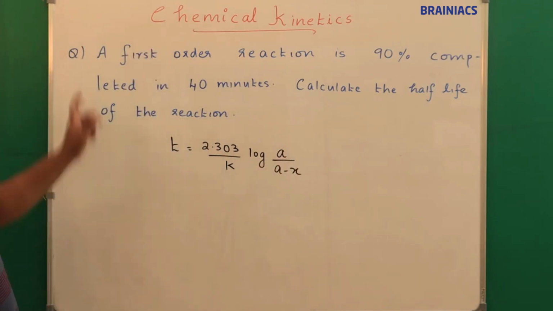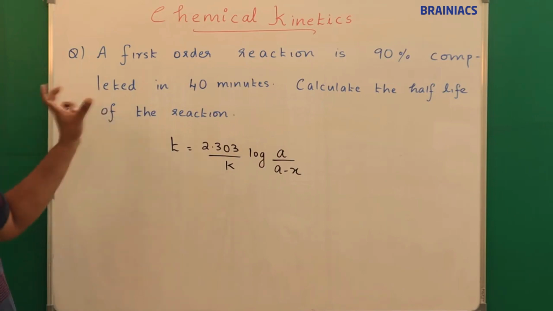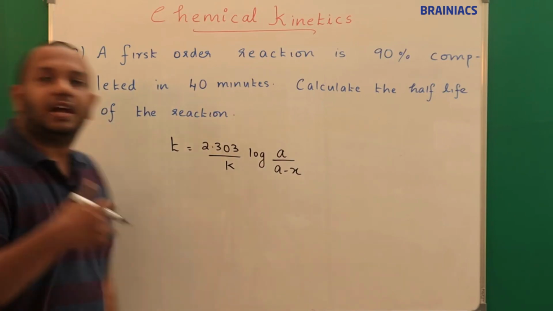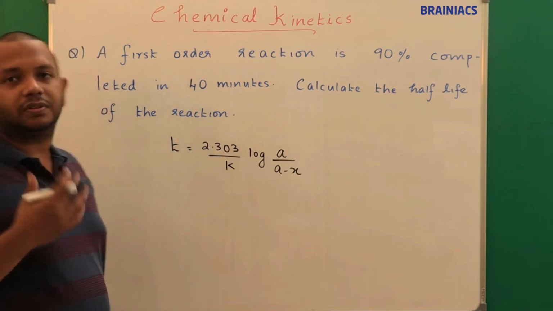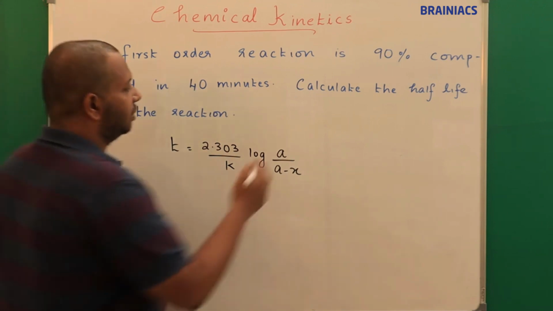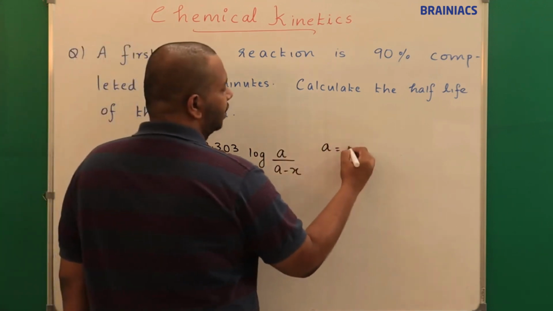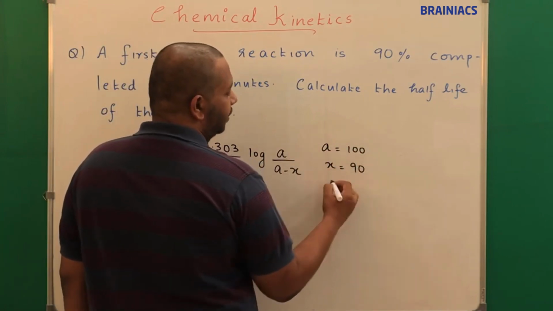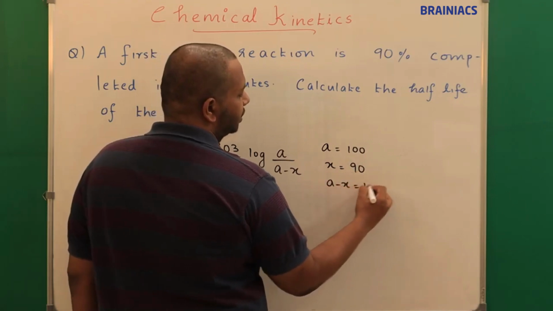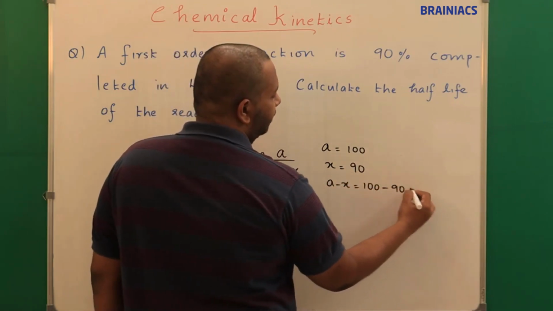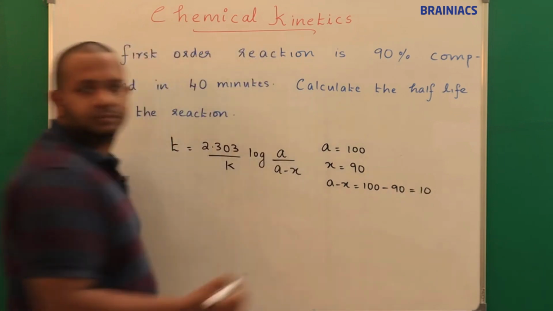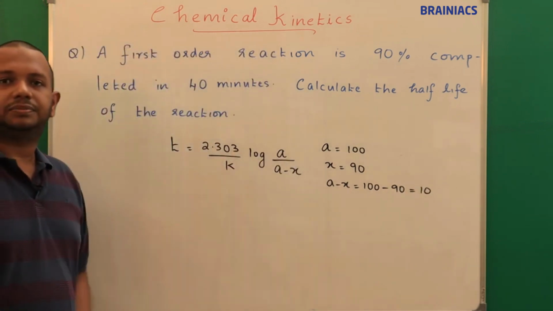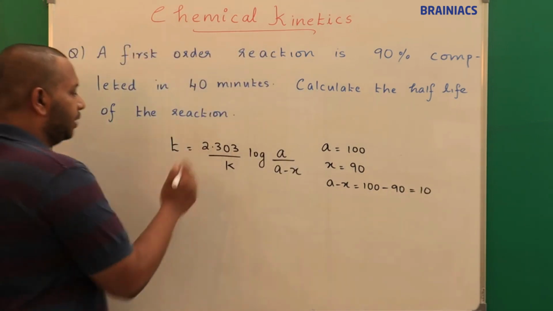Now tell me, here it is first order, they are telling 90% is completed. So 90% is completed means 90% of the product is formed. So initial concentration A is how much? 100. Then X is 90% completed. So A minus X will be how much? 100 minus 90, that is 10. Correct? Now apply this here.